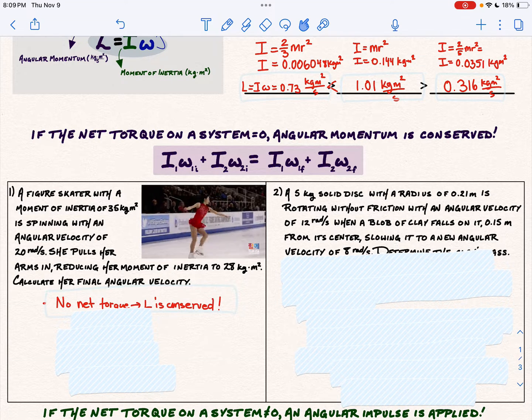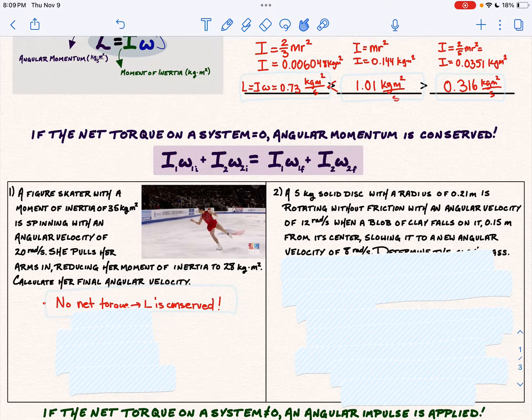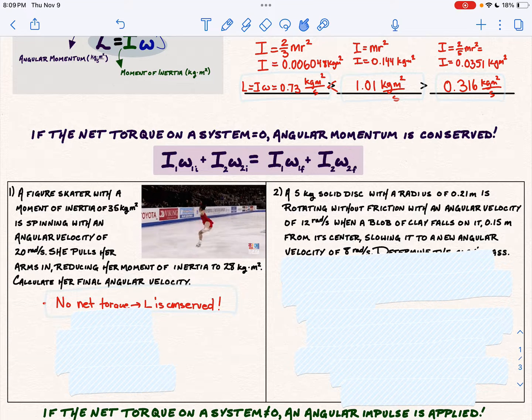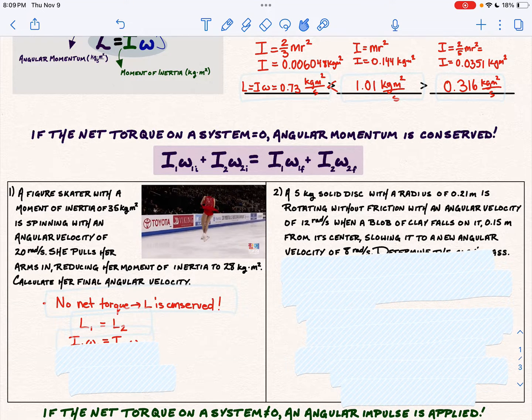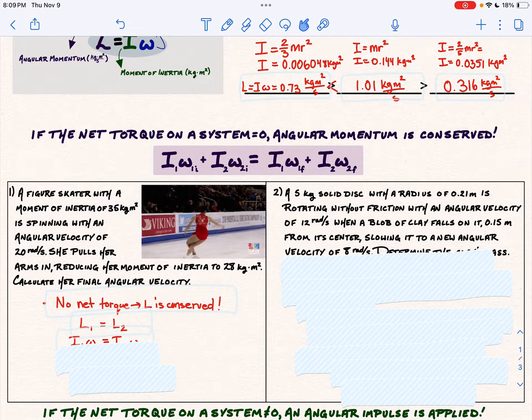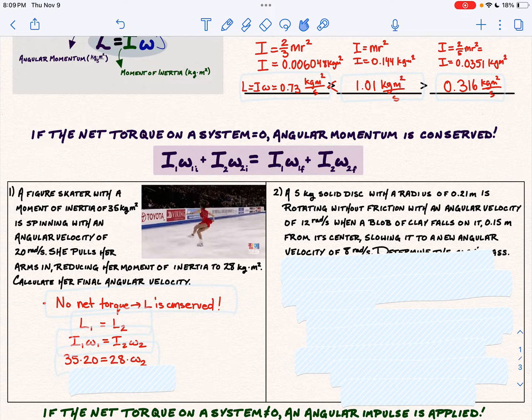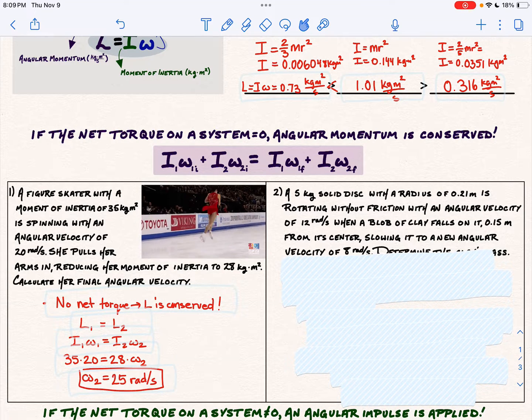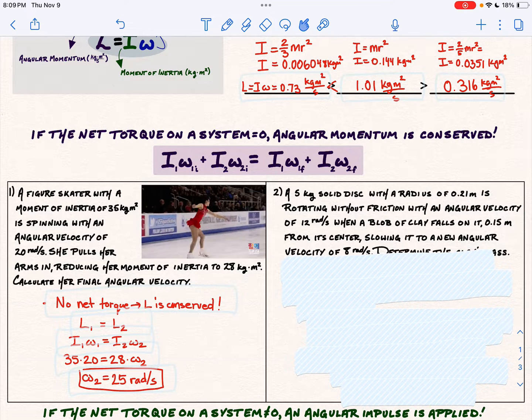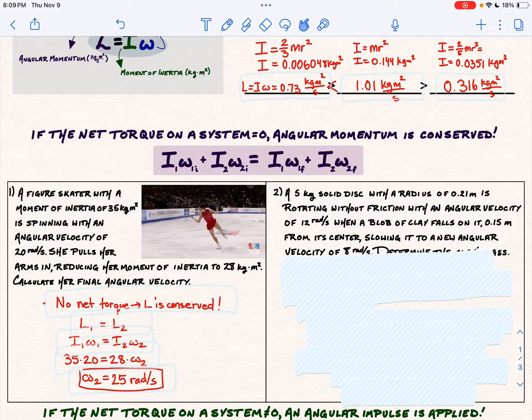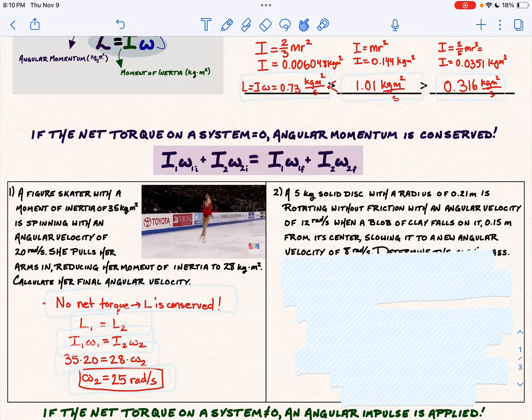So here we go. When she pulls her arms in, there's no net torque and angular momentum is conserved. That means her angular momentum before she pulls them in is equal to the angular momentum after. And if you plug in the numbers, you'll see that in fact, her angular velocity must increase as a result of the decreasing rotational inertia.